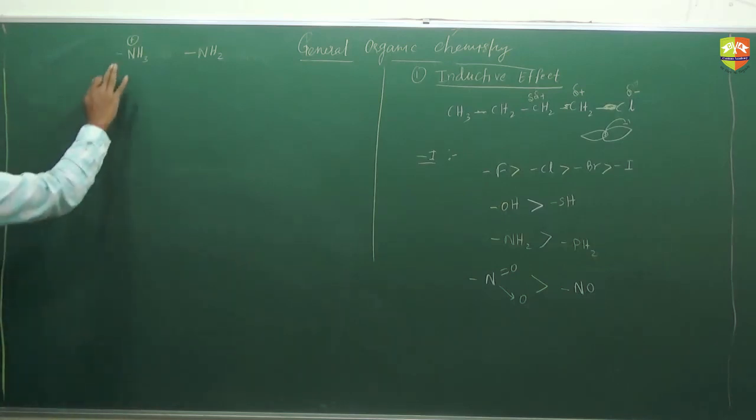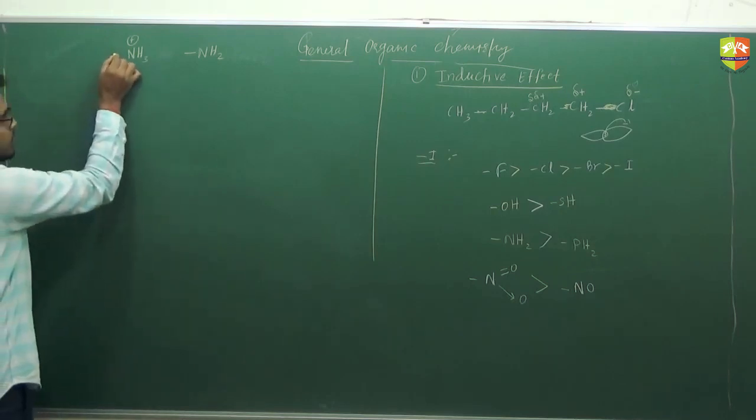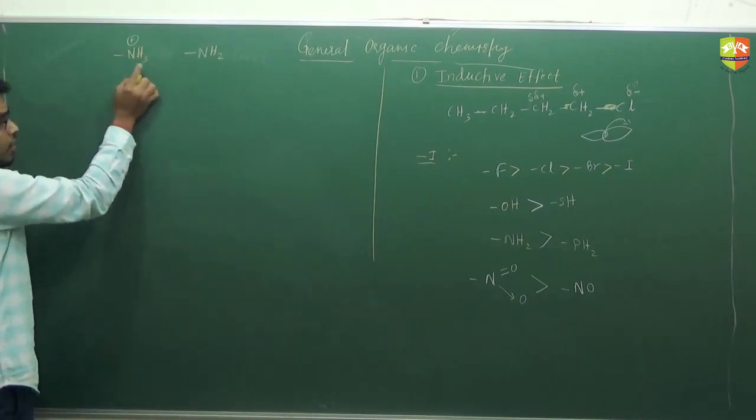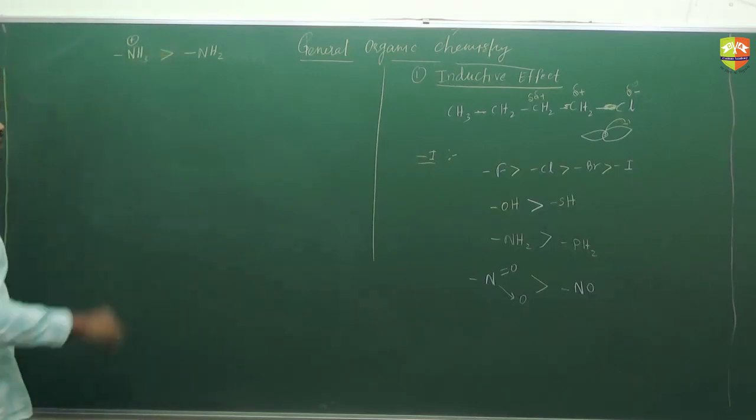I am not writing this one; if I write this, it will be wrong. Okay? When you write this, it means this nitrogen is attached to these three hydrogens and one more bond on this side with the molecule. Okay? Tell me, NH3 plus. NH has a positive charge, so it withdraws more electrons, right? So NH3 plus will have more minus inductive effect.